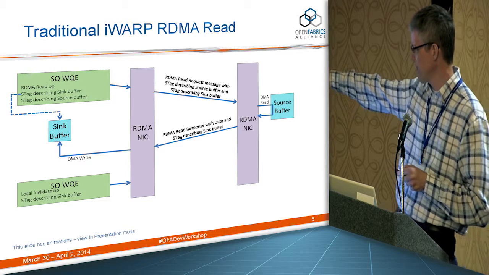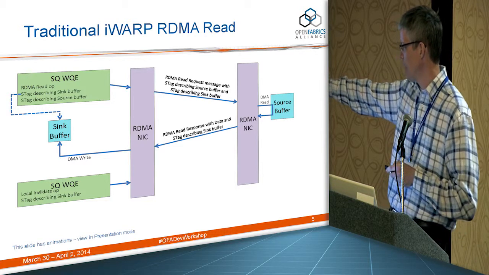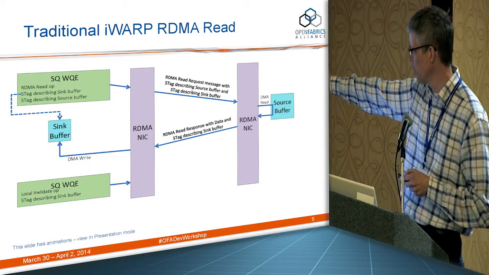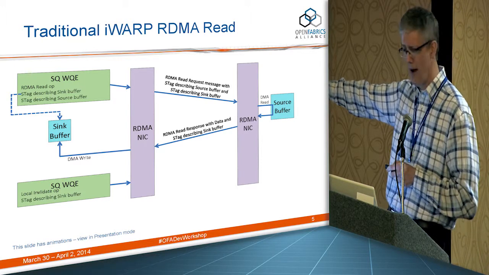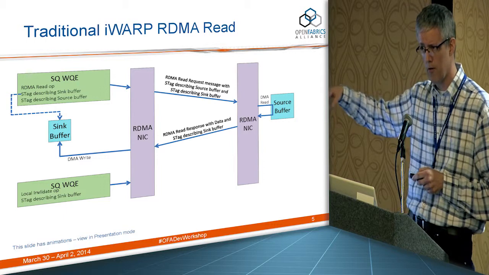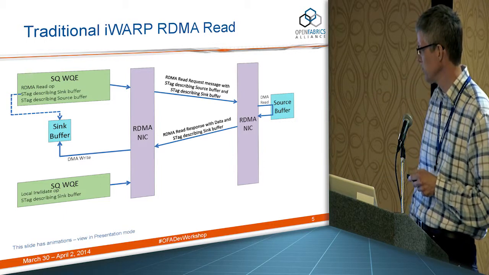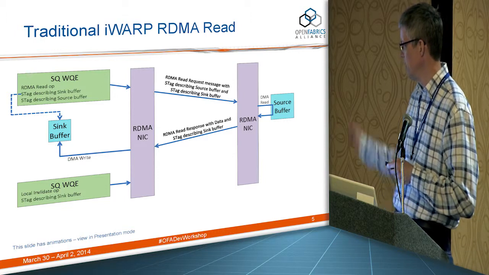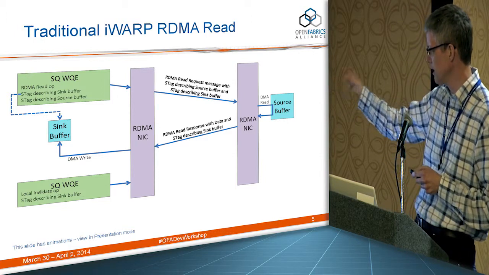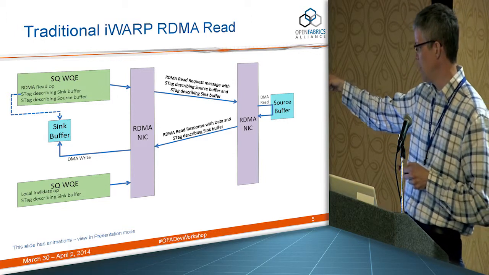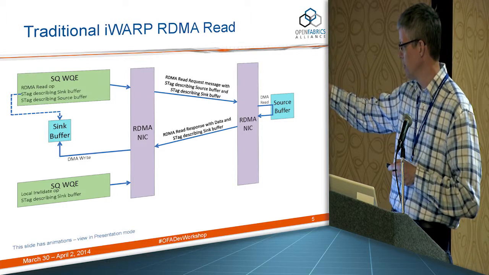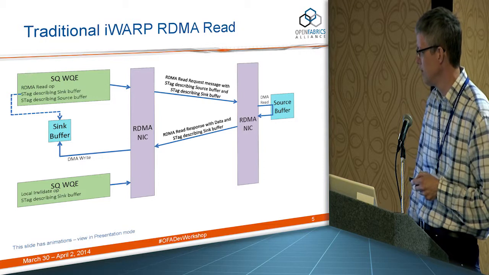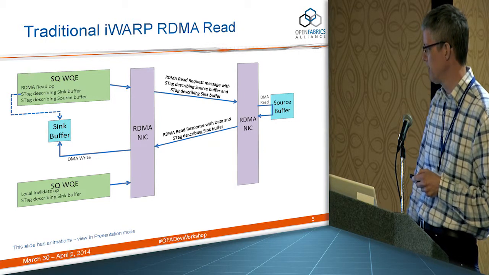When you get traffic out on the network, the read request message will go across to the source, and both STags for the source and the sink buffer are out on the network. That results in a DMA read, obviously, and then the read response goes back, again, out on the network with an STag that describes the sink buffer. And that allows the sink NIC to place the data.